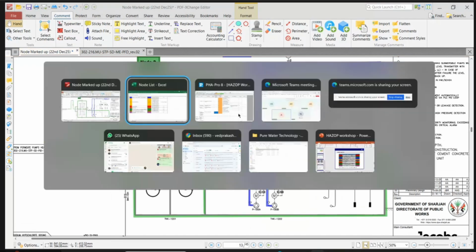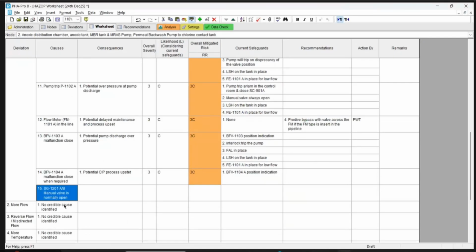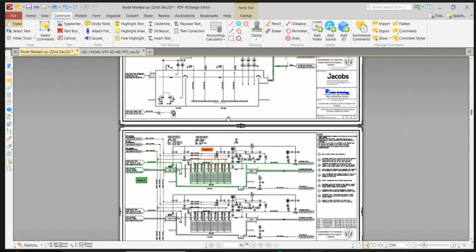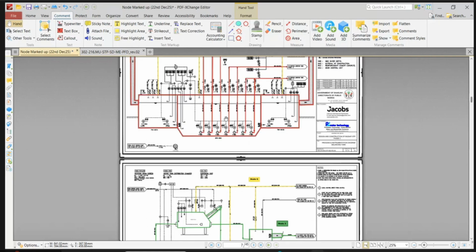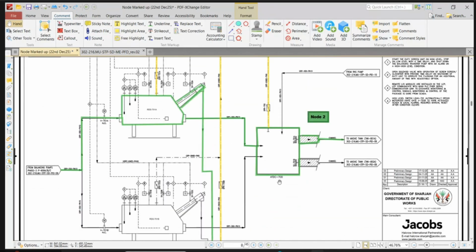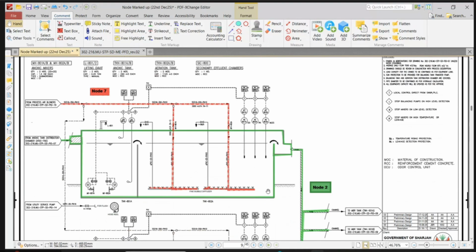Now I want to go for the more flow scenario. What are the more flow scenarios? I don't think there are any, but let us go one by one. Yeah, we are starting here. So there is no cause for more flow. Yeah, it is pump flow. Yeah, uniform flow.